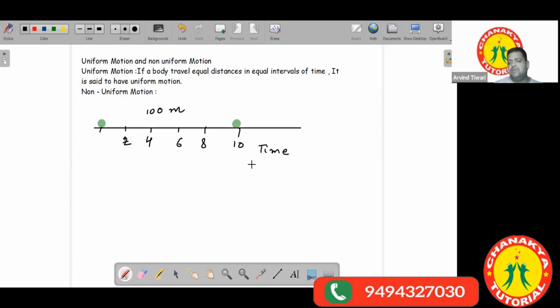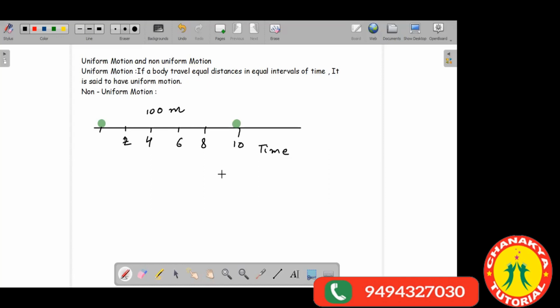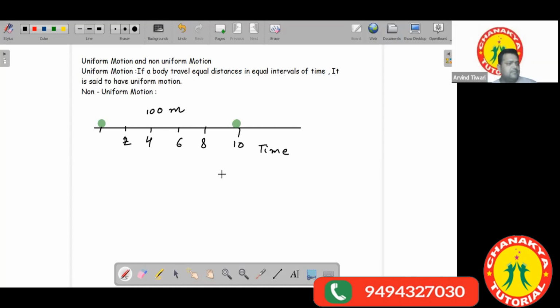Rohit, Pranav, are you there? Yes, sir. So please, Rohit and Pranav, turn on your cameras.